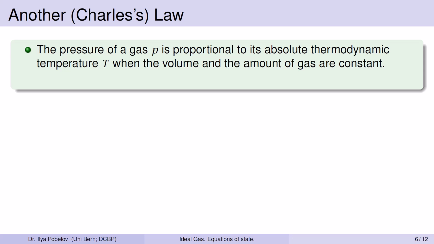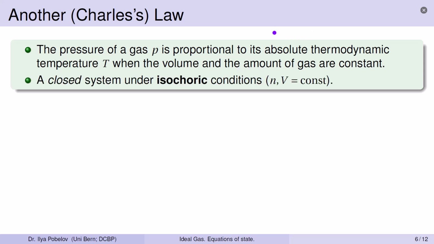Another partial gas law, which seems to be also called Charles' law, looks exactly like the previously described Charles' law, except that we swap volume and pressure. It states that the pressure of a gas is proportional to its absolute thermodynamic temperature when the volume and the amount of the gas are constant. These conditions refer to a closed system under isochoric conditions. N and V are constant.